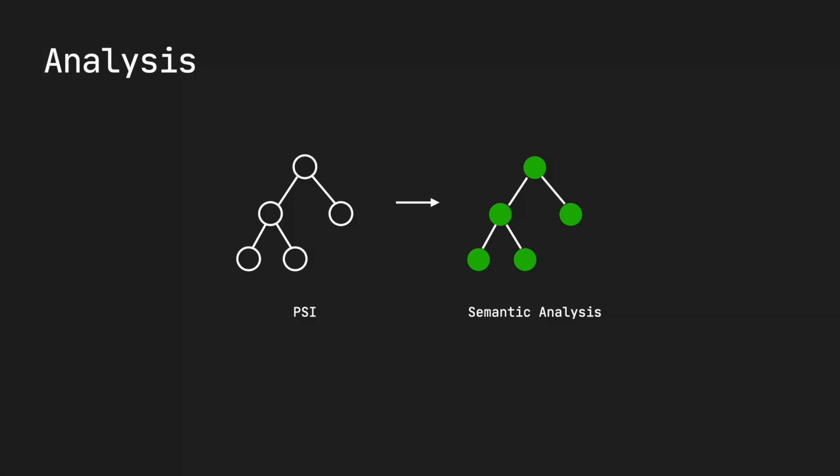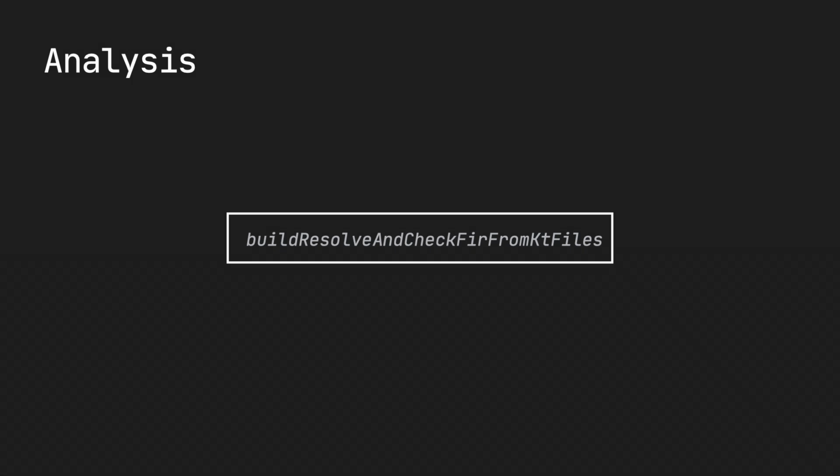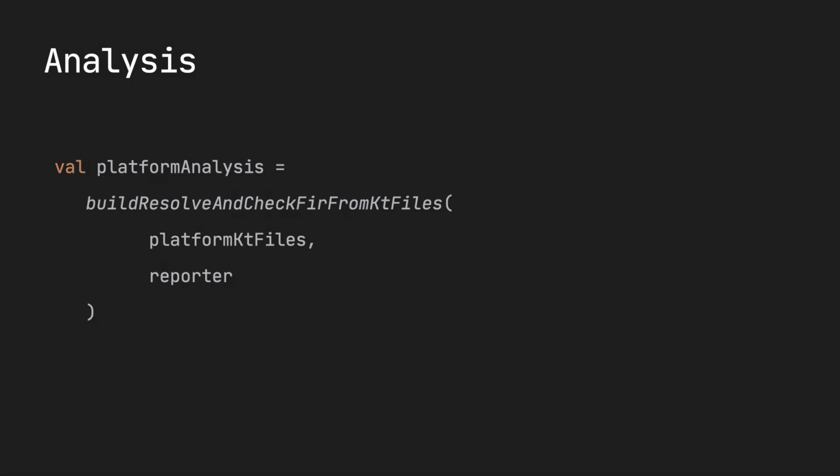So what does the analysis look like? Well, the analysis API allows me to provide a diagnostic reporter, and allows me to utilize that to get any errors, to aggregate them. So the Kotlin compiler has a method to do this, to do resolution, and it's called build resolve and check FIR. So to utilize this, I'm going to pass in my files to it, and I'm going to pass in a reporter. And the reporter is a type that I'm going to create.